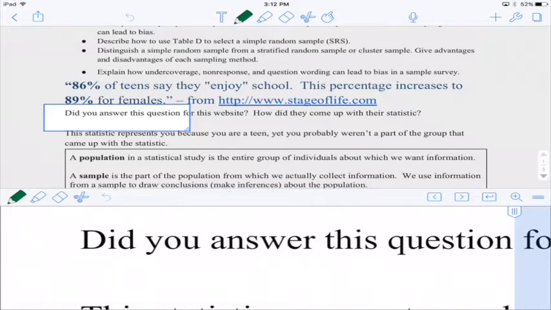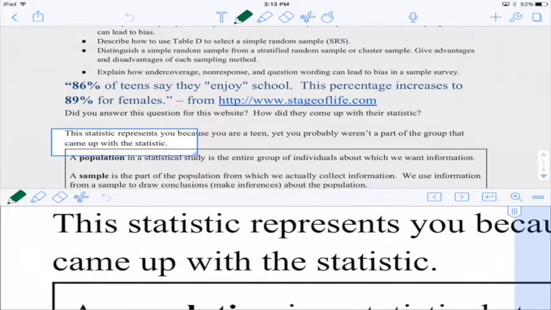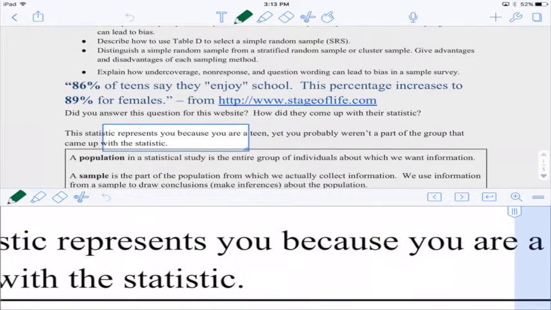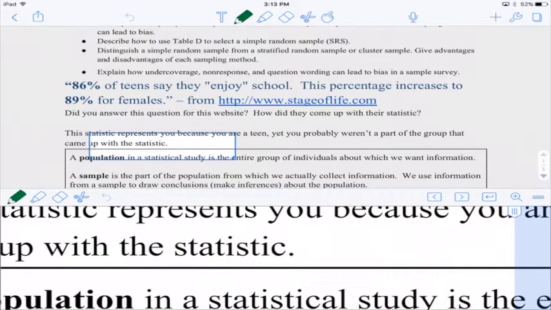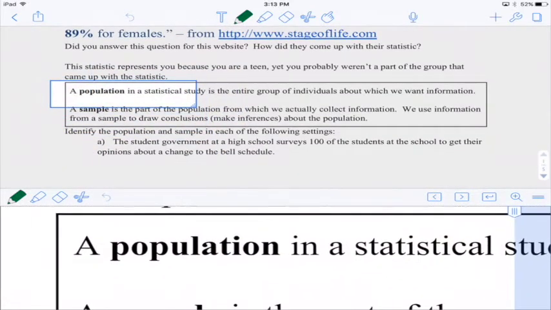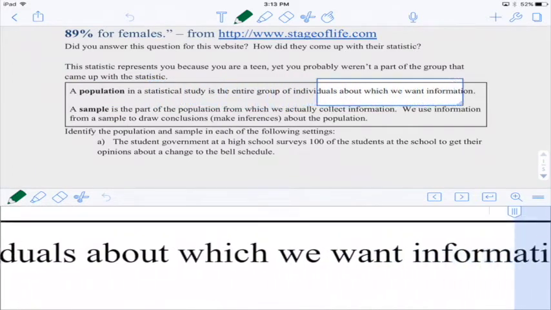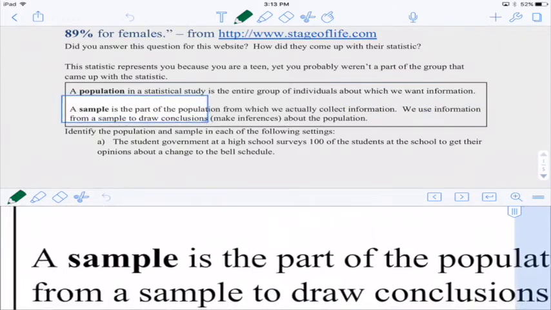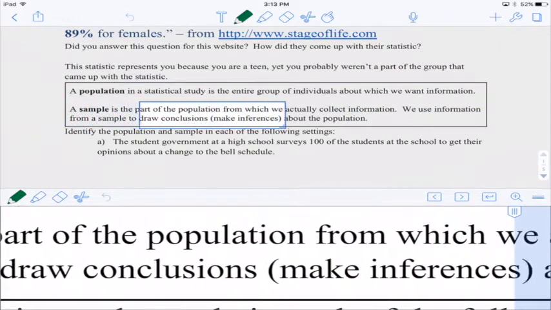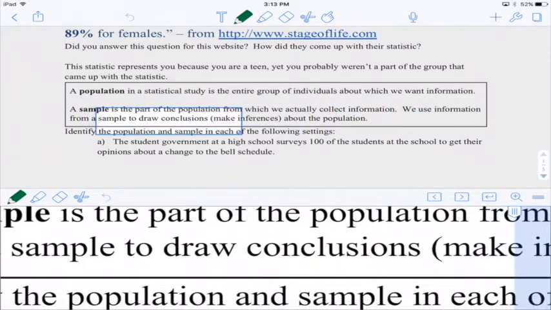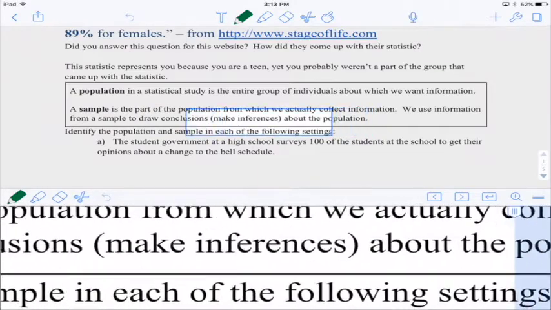Well, they try to create a good sample of people, a lot of different people, that would represent the entire population. This statistic represents you because you are a teen, yet you probably weren't a part of that group that came up with the statistic. So the population in a statistical study is the entire group of individuals about which we want information. A sample is the part of the population from which we actually collect information. We use information from a sample to draw conclusions about the population.